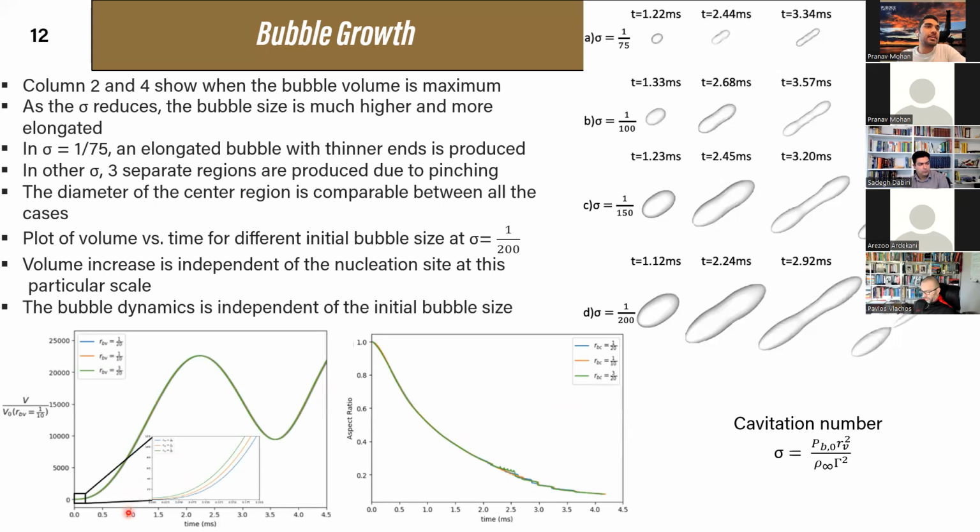Finally, we also study the effect of how small that initial bubble that we place in the simulation domain is. So we start the simulation with several different sizes of the bubble, and we observed that even though the bubble sizes were different at which they started, they lead to the same volumetric growth and the same aspect ratio. So what this shows is that the bubble dynamics that takes place is actually independent of the initial bubble size that is induced in the vortex.